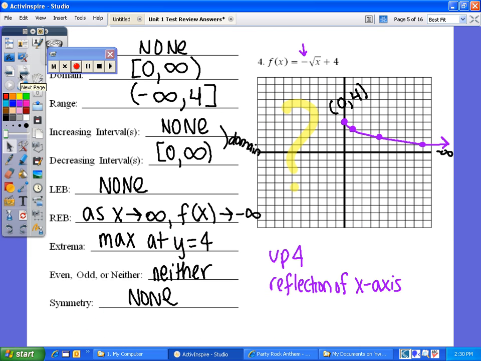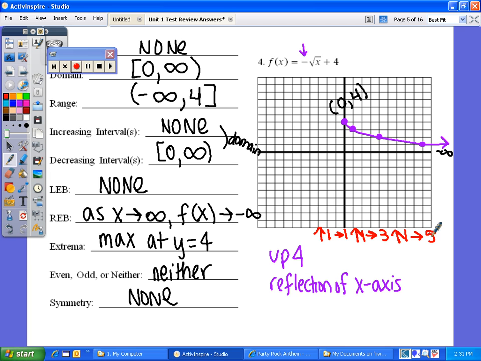All right, the next one is also a radical. Now this radical only goes up 4 and has a reflection of the x-axis. So in order for it to be a reflection of the x-axis, I'm going to start up here at 4, and instead of going up 1 over 1, I'm going to go down 1 over 1. Now the progression for a root usually is up 1 over 1, up 1 over 3, up 1 over 5. So it's the complete opposite of the quadratic.